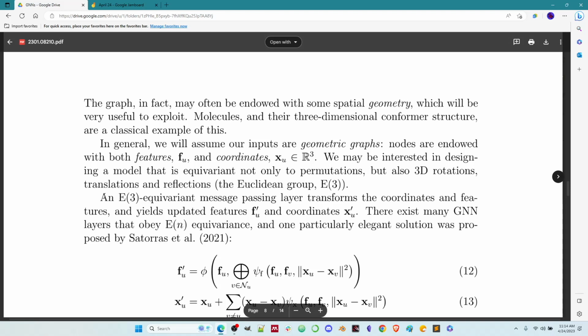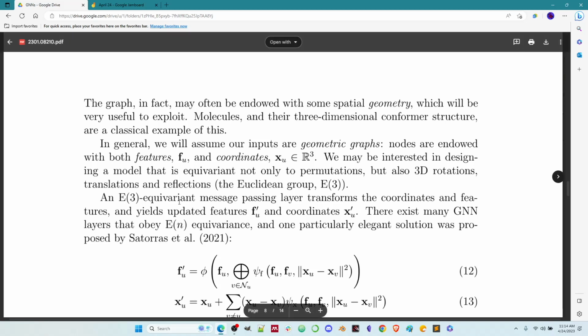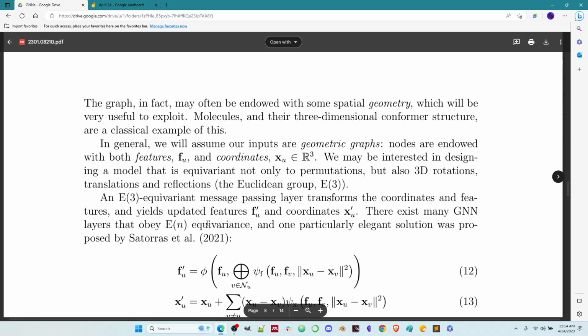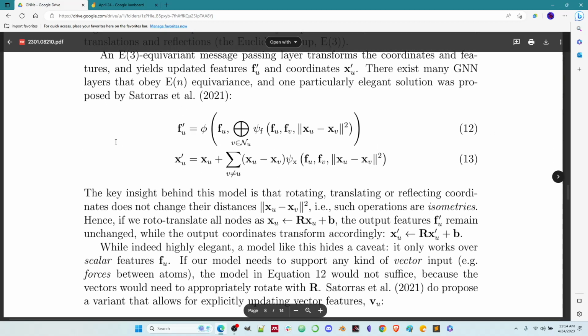So an E(3) equivariant message passing layer transforms the coordinates and features and yields updated features f sub u prime and coordinates x sub u prime. So these are the features and coordinates, and these are updates in time. So you have your features and coordinates, f sub u, x sub u, respectively, and then the prime, which is the update. There exist many GNN layers that obey E(n) equivariance, and one particularly elegant solution was proposed by Satorras in 2021, where the equations are given here.